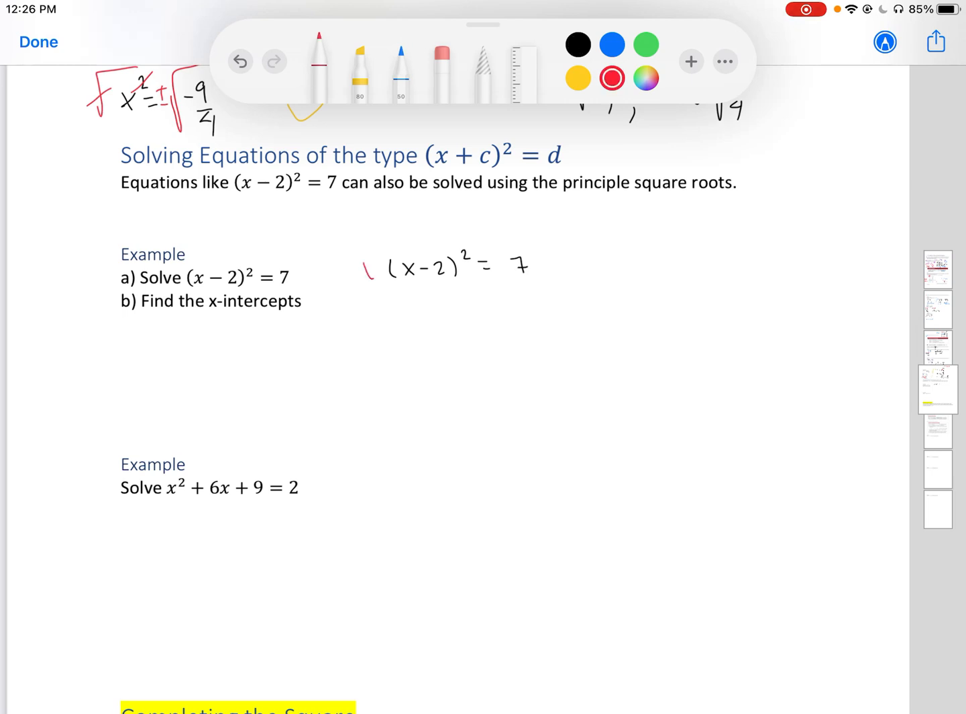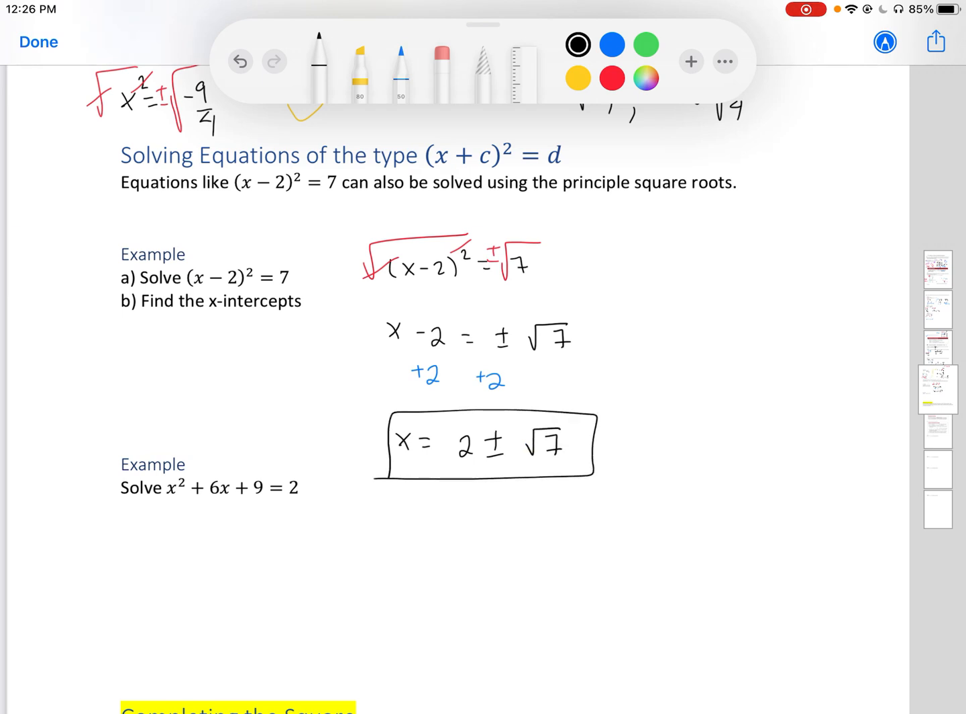All right, we can go ahead and take the square root. Don't forget the plus or minus. And we're left with x minus 2 is equal to plus or minus square root of 7. And we can just continue. We need to get x by itself, so let's add 2 to both sides. We get x is equal to 2 plus or minus square root of 7. And that is our answer. We can find out what the square root of 7 is using a calculator, and then add 2, and then subtract 2.